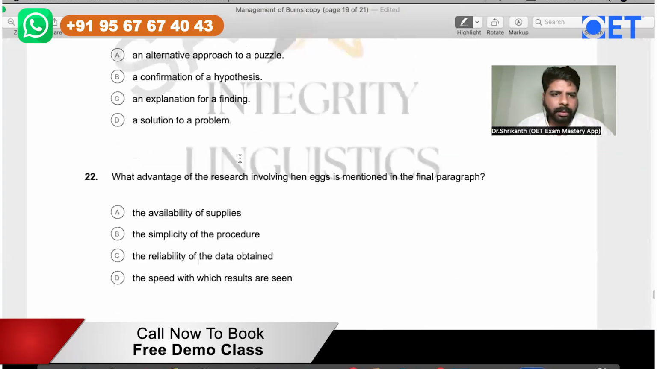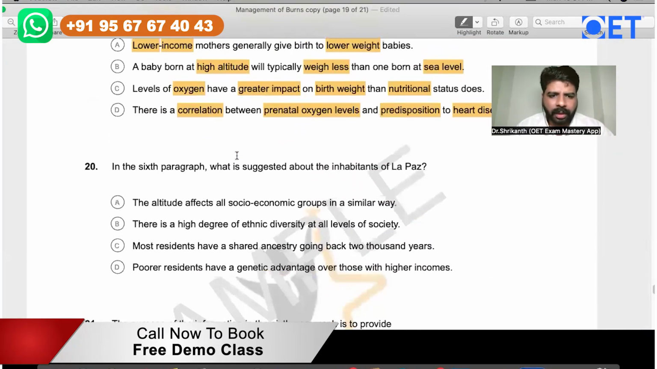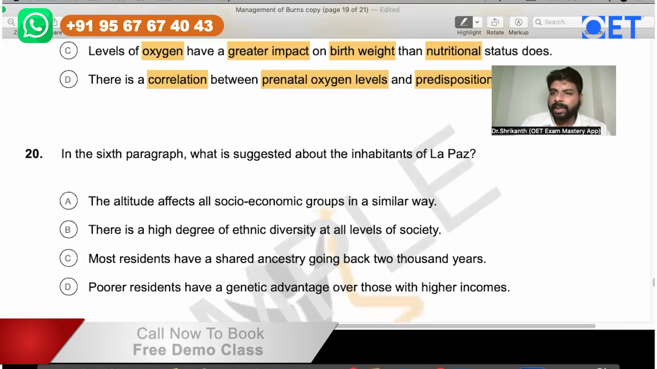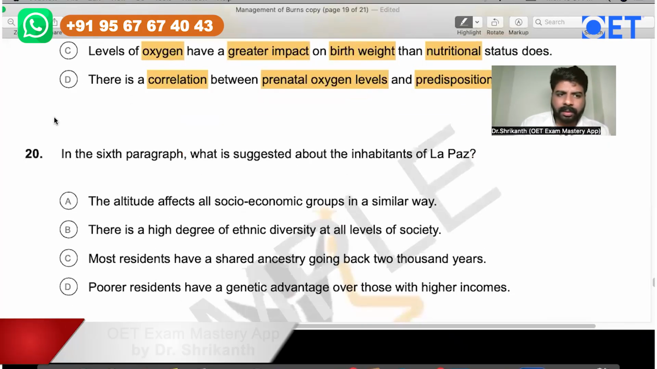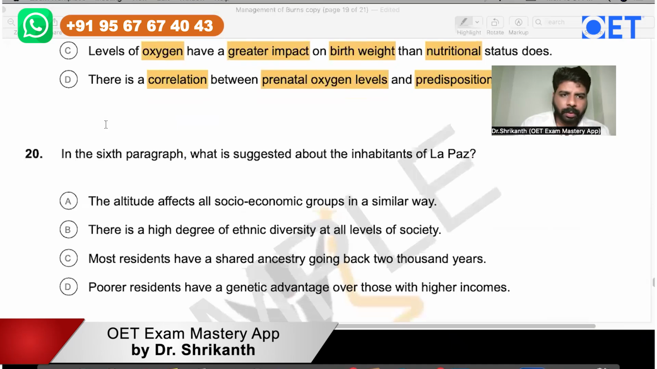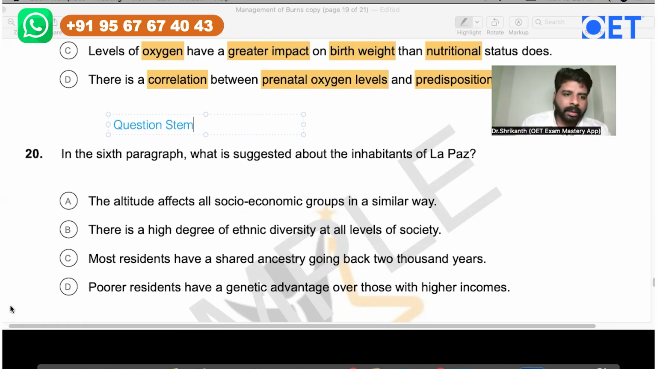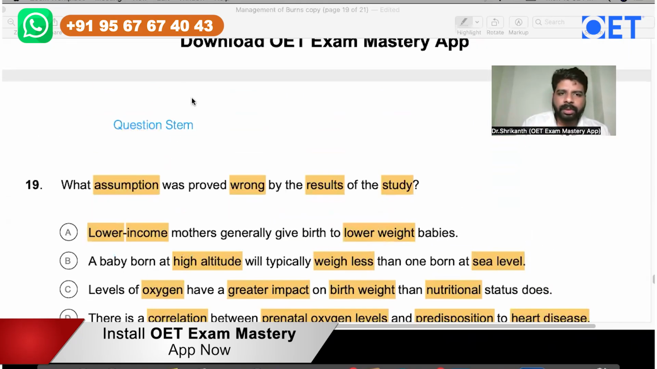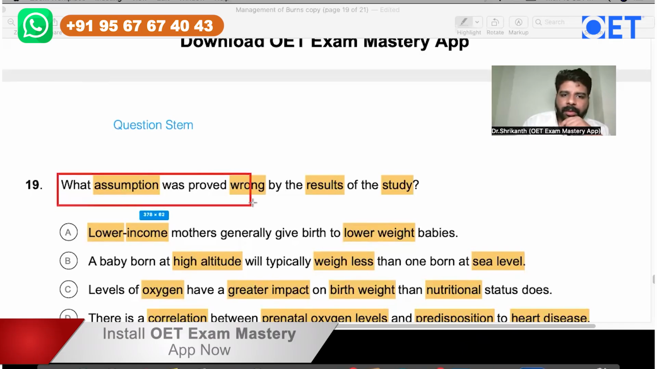Let's take a look into the 20th question. This is a higher order inference type question. What is the question stem? The stem of the question basically means the focal point of the question. Here in the previous question, the question stem was what assumption was proved wrong.